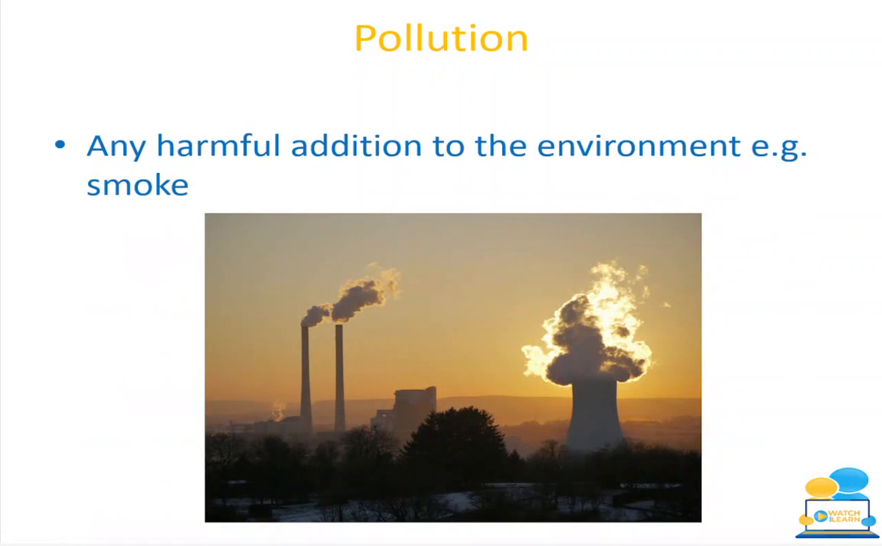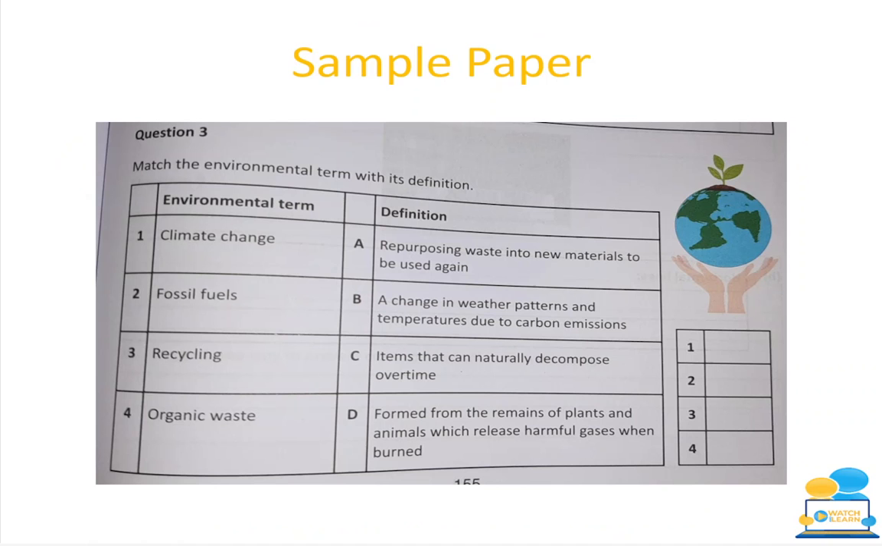So pollution, the definition of pollution is any harmful addition to the environment. For example, the addition of smoke from factories and car exhaust fumes. Here is a sample paper. So we have here environmental terms on the left and definitions on the right. So we have climate change, fossil fuels, recycling, and organic waste.